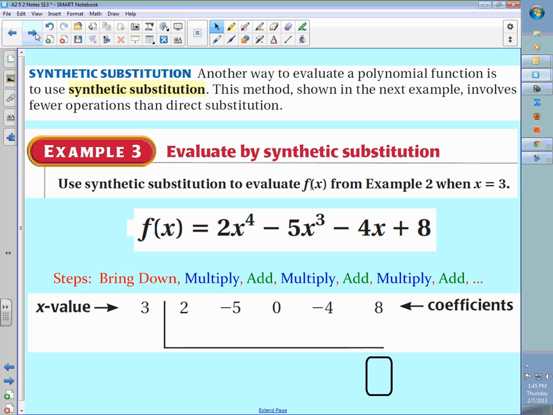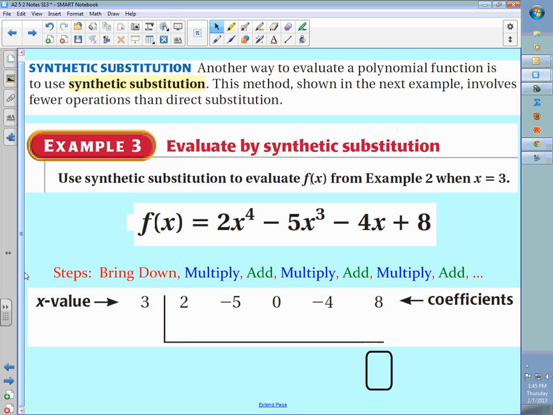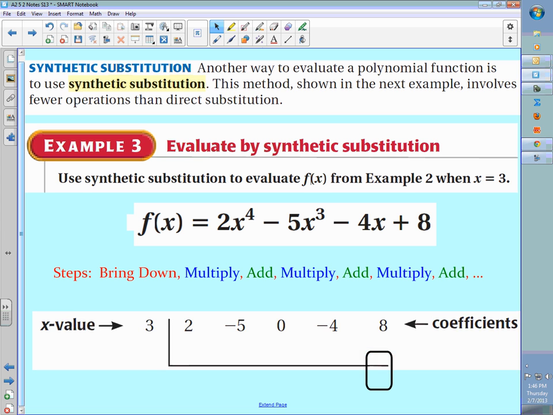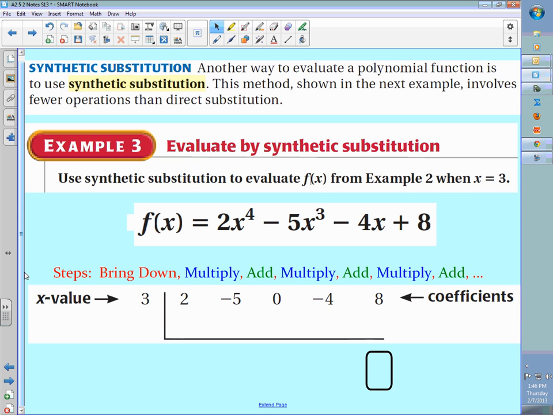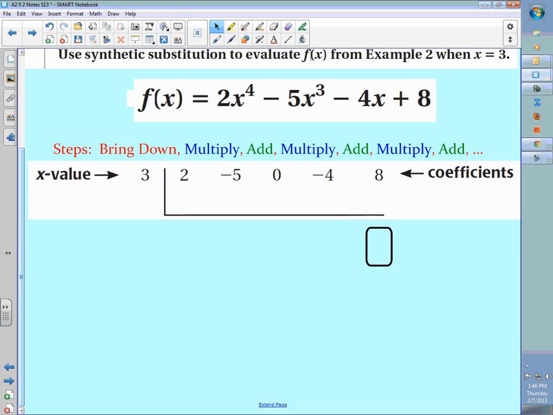If you don't know synthetic substitution, which I don't expect you to, this is one of those things where I look at these people who invent stuff like this, and I go, man, how did you ever come up with it? And it is so cool that you did. Synthetic substitution is your get-out-of-jail card for polynomial functions. And it's your get-out-of-jail card in so many ways. So I'm going to show you how I do this process. Mine's just a little bit different organization.